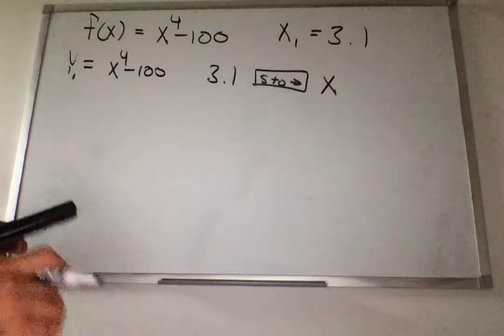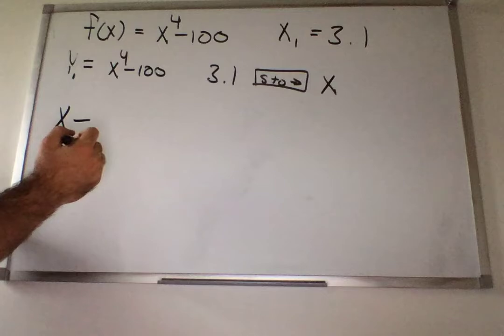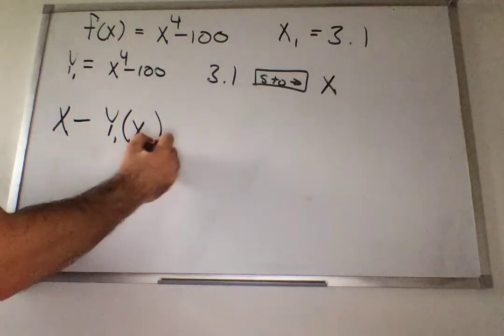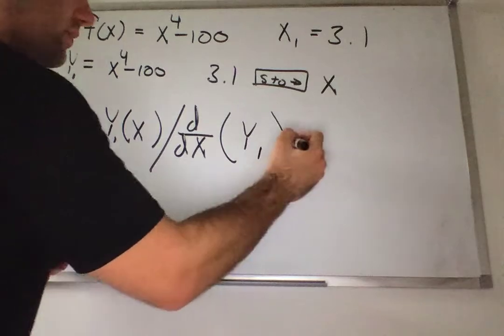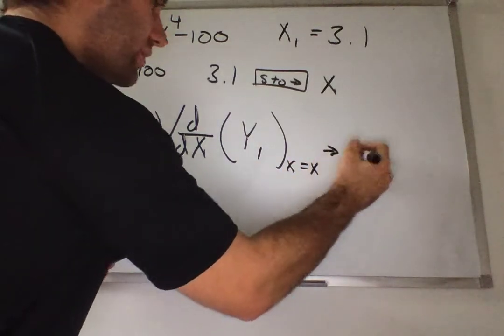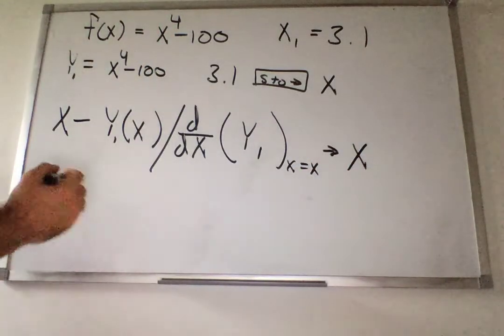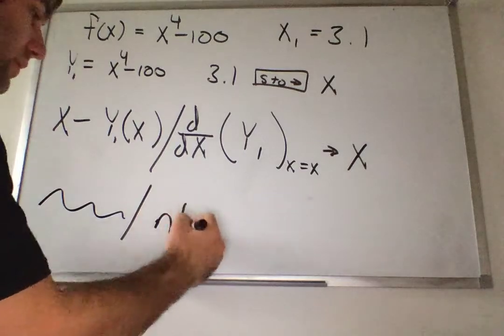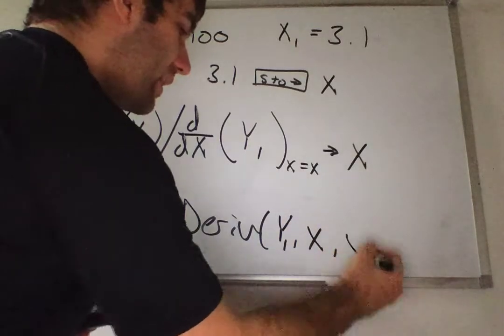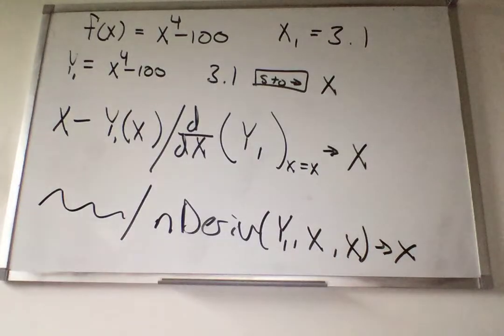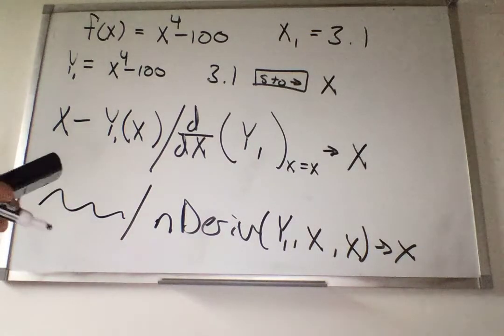And then you're going to type in Newton's method. So x minus y1 of x divided by d by dx of y1 at x equals x, and then you store that into x. Or the other way, x minus y1 of x divided by derive of y1, comma, x, and then you store that into x. And then you just keep hitting enter, and it wants it to correct to 8 decimal places. The reason it says 8 decimal places is because that's how far your calculator goes out to.